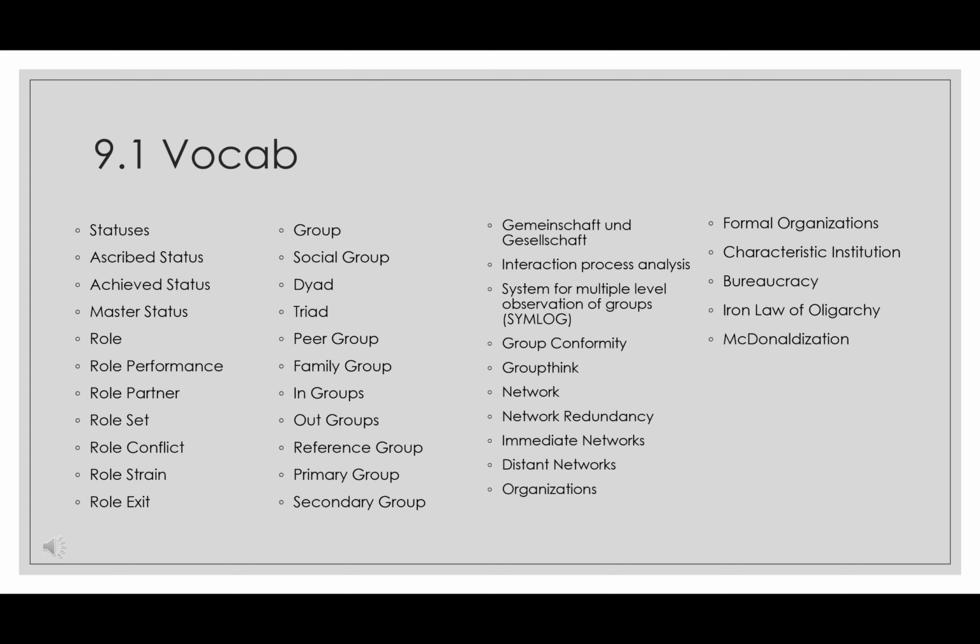Immediate networks are dense with strong ties and made up of friends. Distant networks are looser and contain weaker ties and are made up of acquaintances. A combination of distant and immediate networks provides the most benefits to individuals because these networks will work complementarily to provide different resources. Organizations. Organizations are entities that are set up to achieve specific goals and are characterized by having a structure and culture.